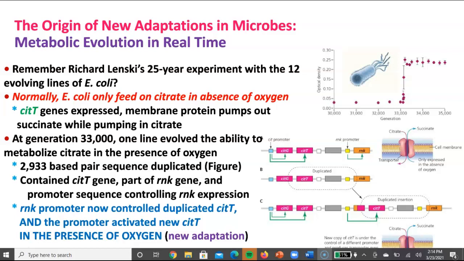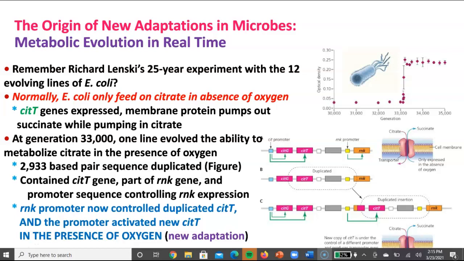So there was a duplicated copy. And with that duplicated copy, the rank promoter was now controlling the duplicated CYP gene, and the promoter was activating the new CYP gene in the presence of oxygen. Remember, before, that was only being activated in the absence of oxygen. So now with this duplicated gene, it now was being activated in the presence of oxygen.